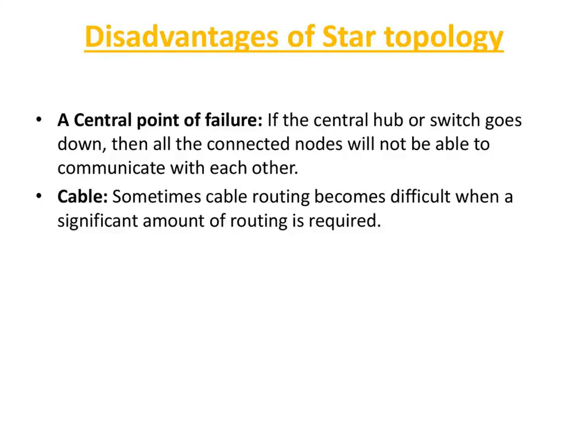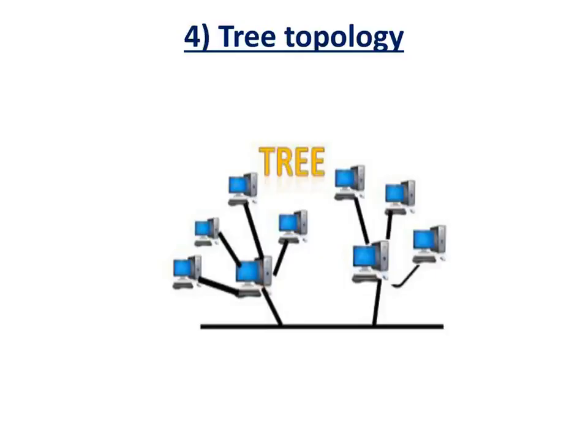4. Tree topology. Tree topology combines the characteristics of bus topology and star topology. A tree topology is a type of structure in which all the computers are connected with each other in hierarchical fashion. The topmost node in tree topology is known as a root node, and all other nodes are the descendants of the root node. There is only one path that exists between two nodes for the data transmission. Thus, it forms a parent-child hierarchy.